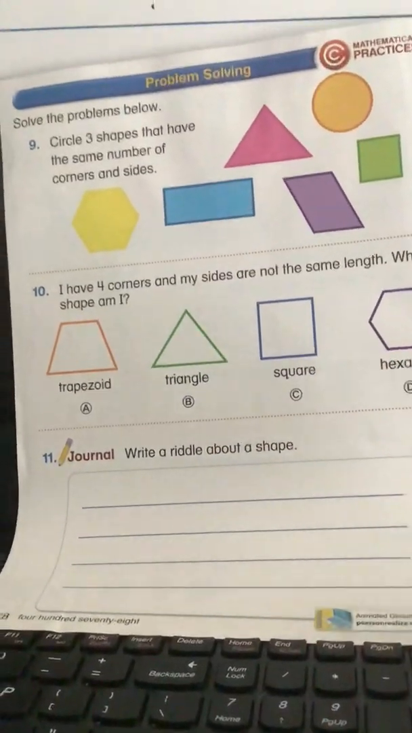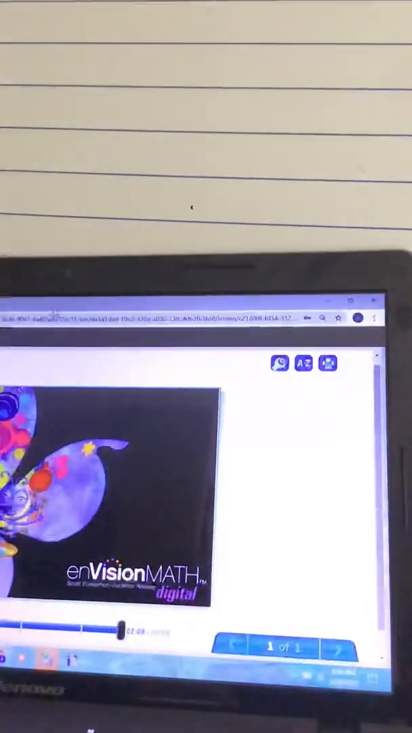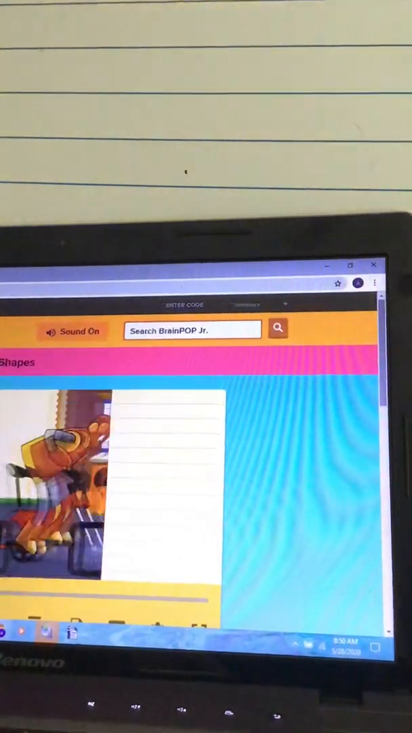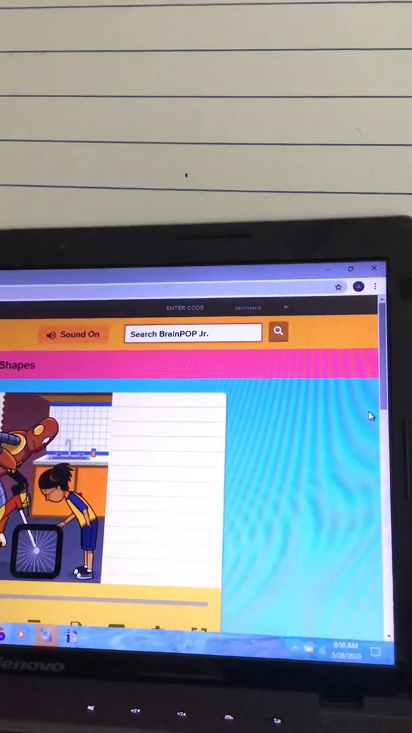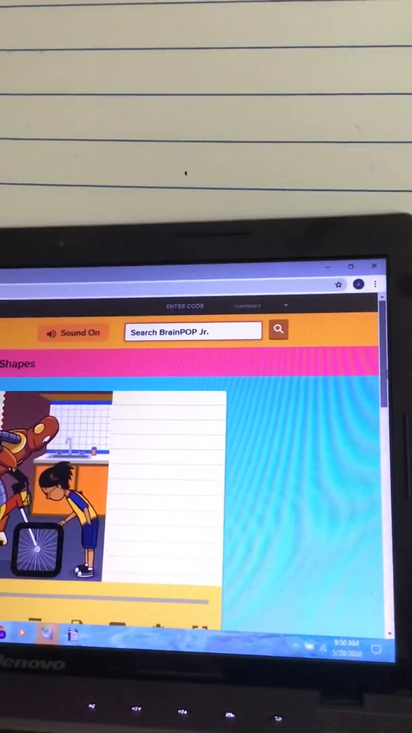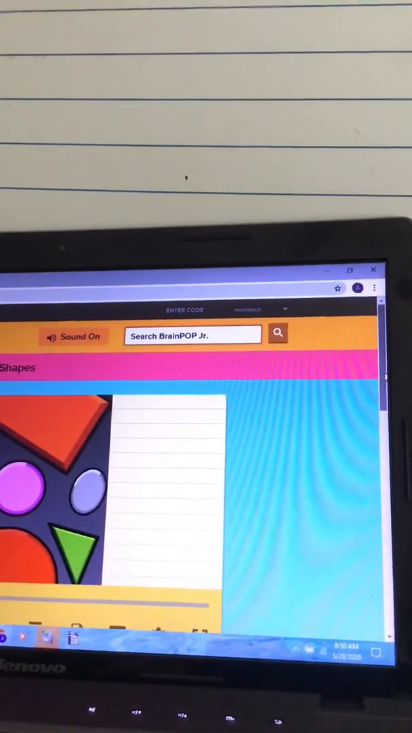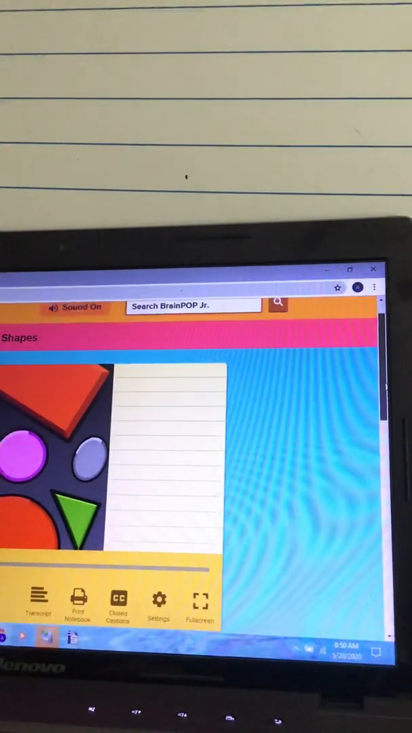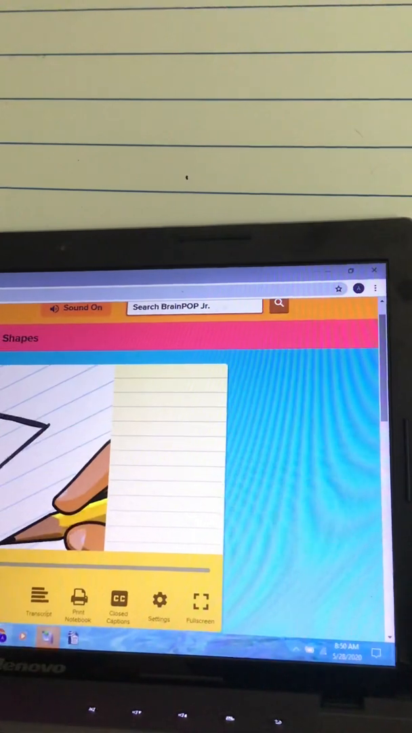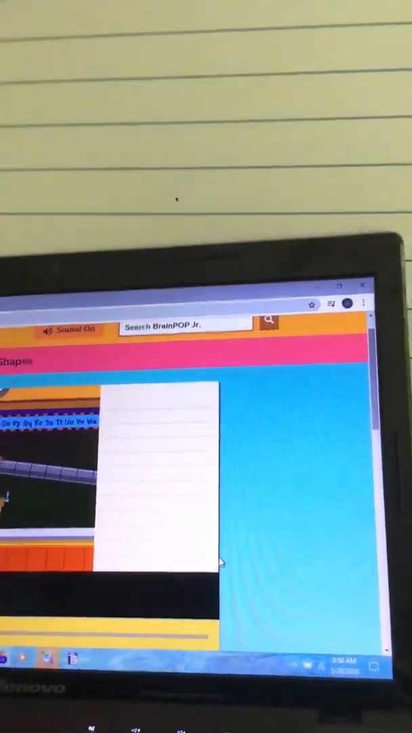And down below, it asks you to make up a riddle about a shape. You can make it up on your own. If you want to say, you know, I have 0 corners and 0 sides. What am I? You can pick a shape and make up some clues about it. To finish our math job today, we are going to do a BrainPOP about shapes.